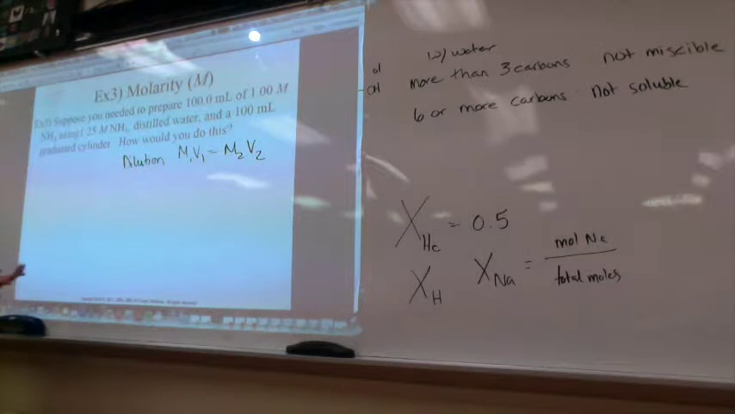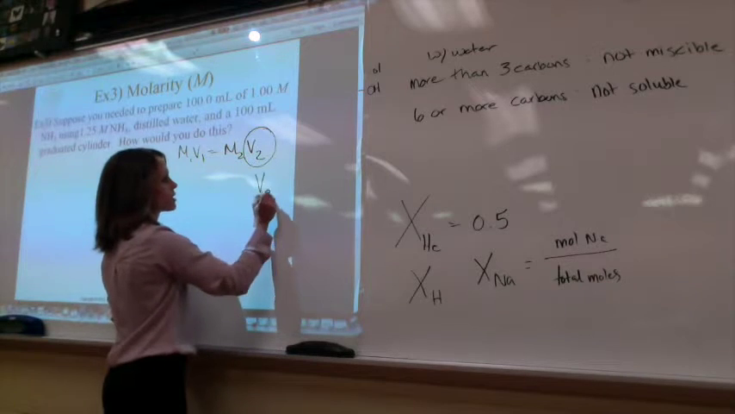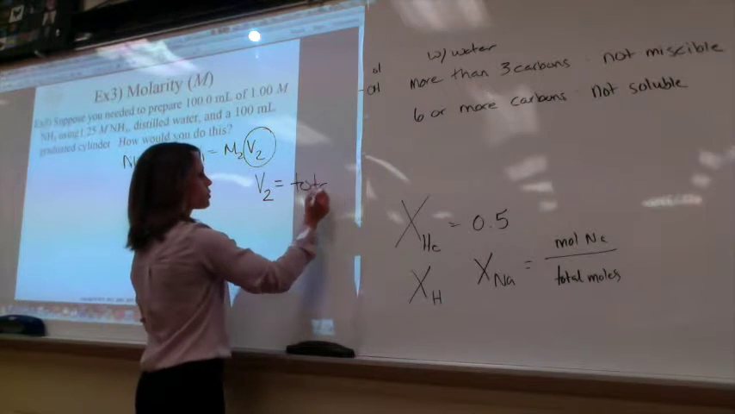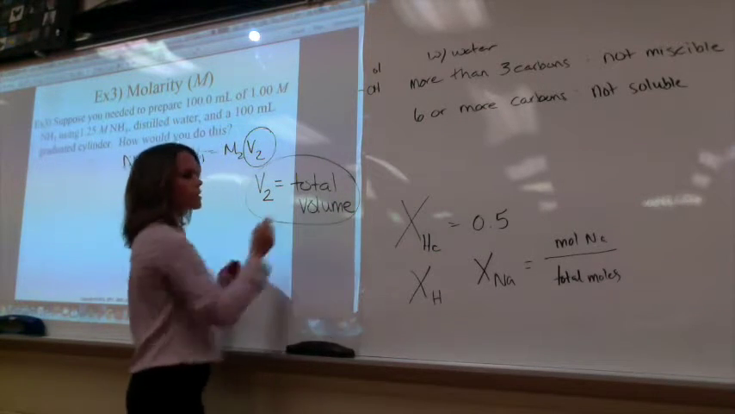So the important thing is that you read your scenario and you know your initial volume and your initial concentration, and that you recognize that V2, this is the tricky part, is your total volume always. This is what you want to end up with.